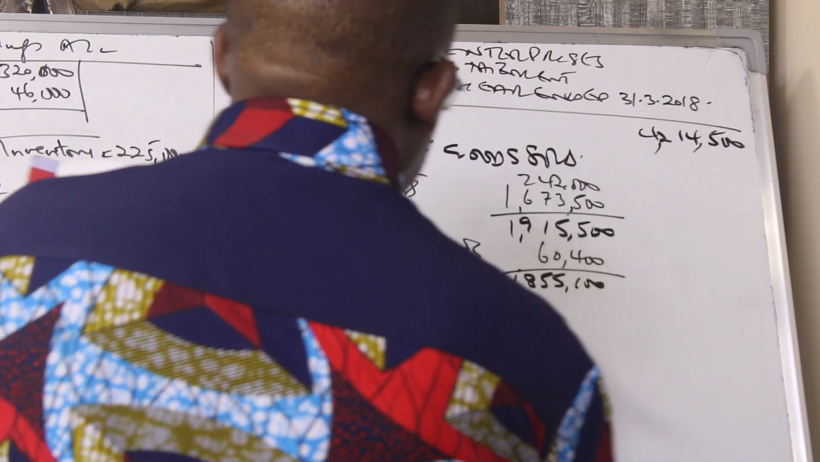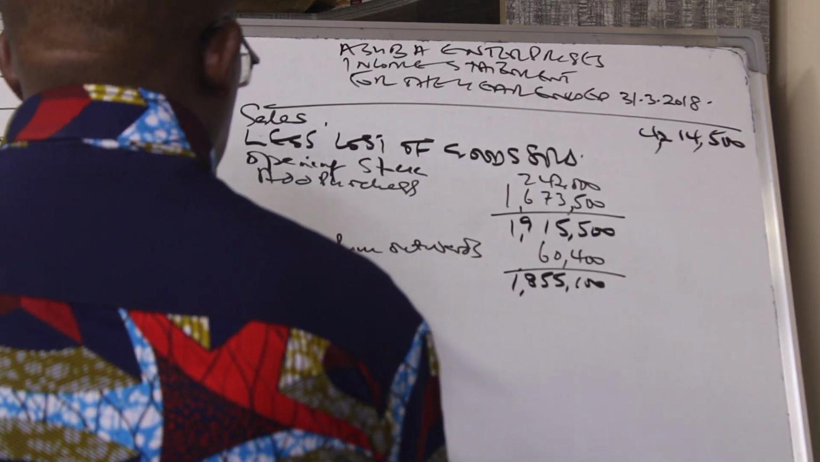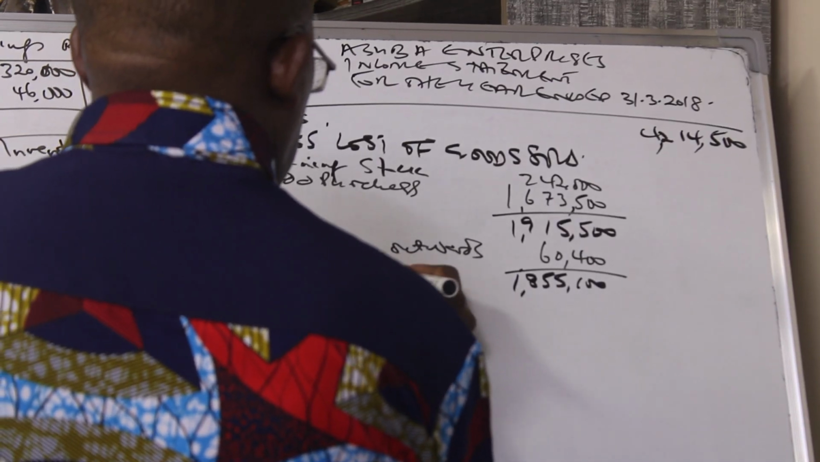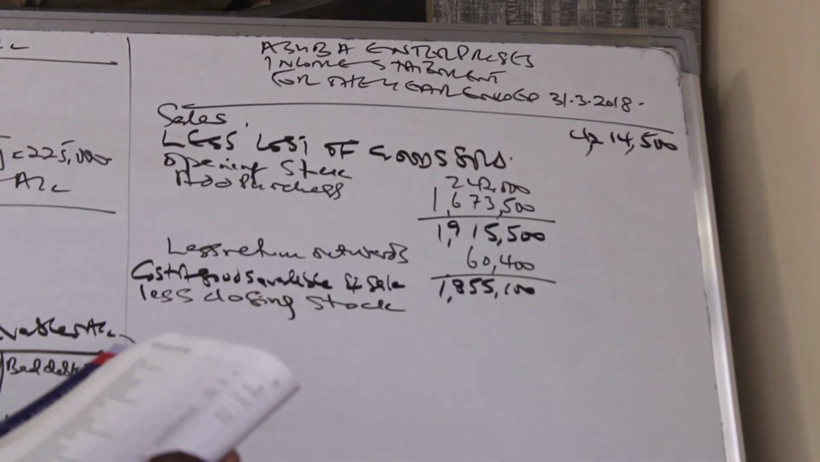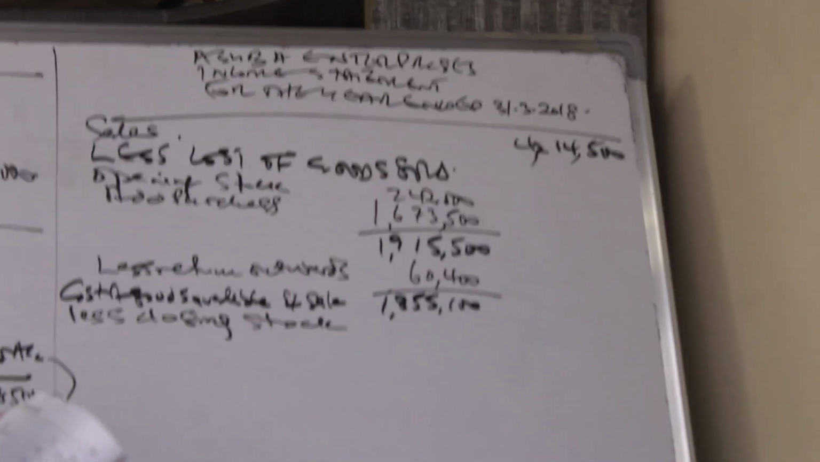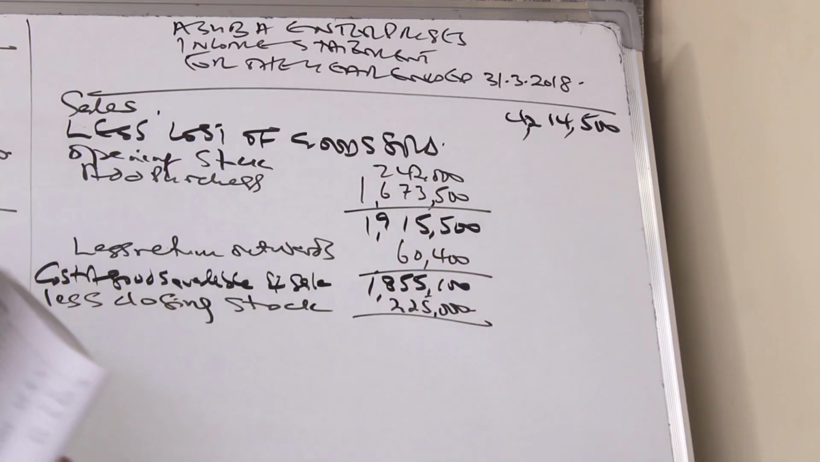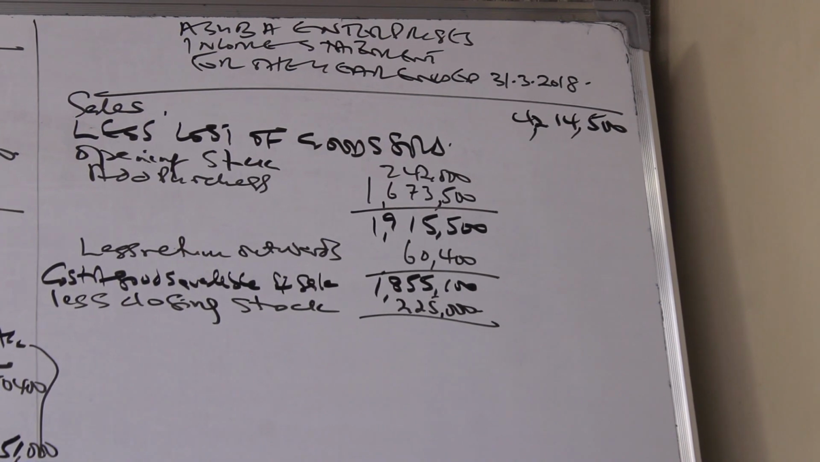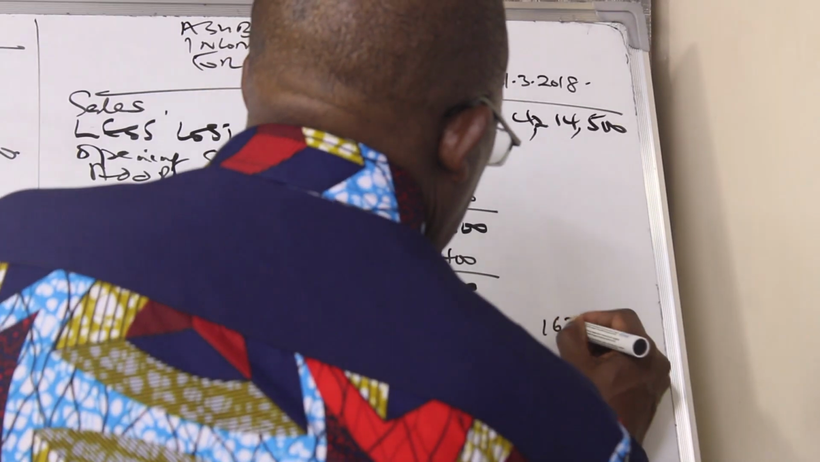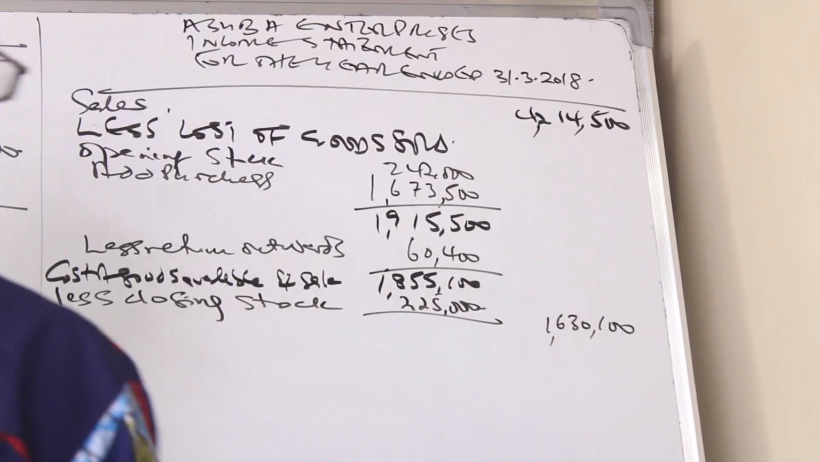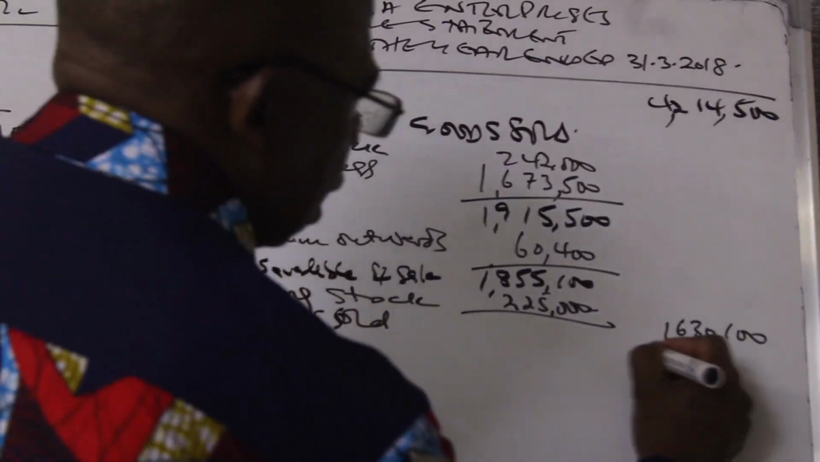This is the cost of goods available for sale. Less closing stock, and we are told that our closing stock, additional information number 4, is 225,000. So we subtract 225,000 and we get a figure of 1,630,100, which is the cost of goods sold, amounting to 1,630,100.